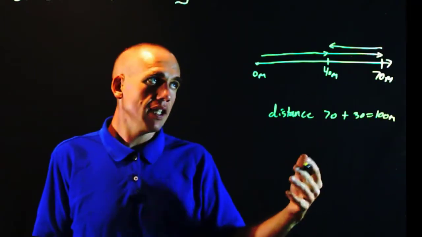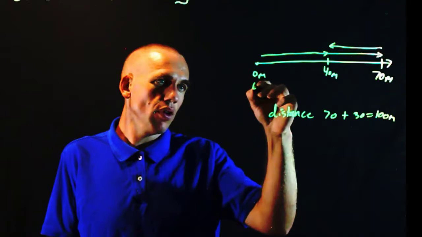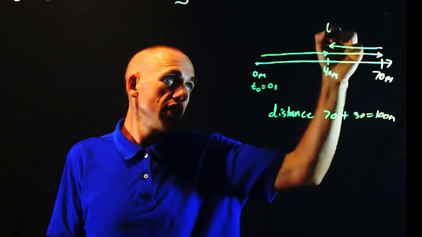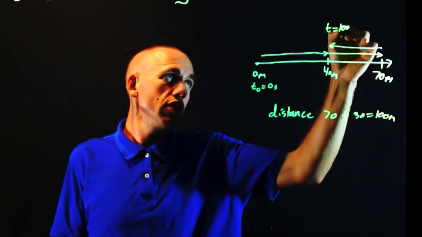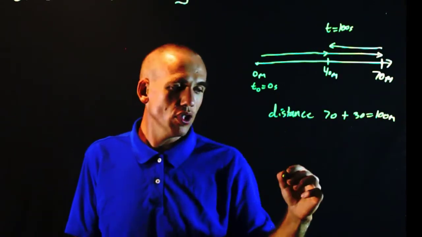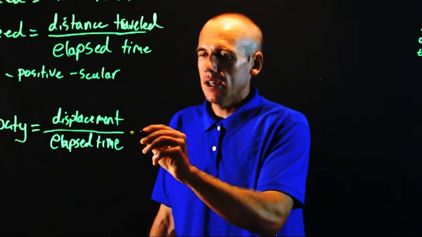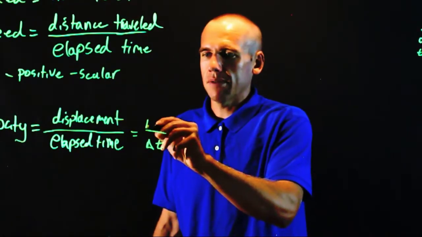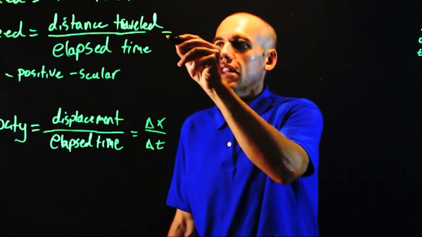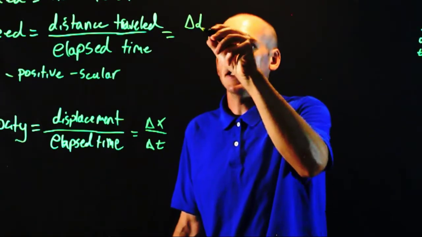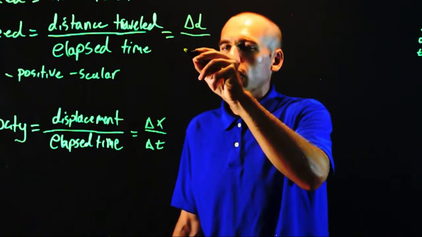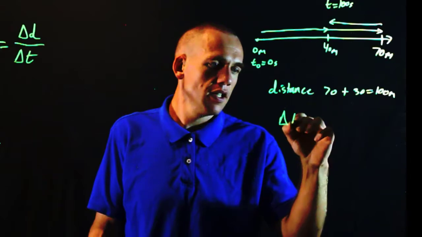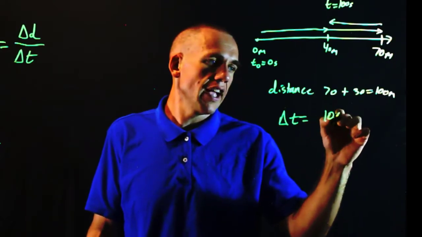Now, how much time did it take? I don't know. Let's say that time 0, when this whole thing started, was equal to 0 seconds. And when this thing ended, this t is equal to 100 seconds. Then our elapsed time, which we can call delta t, by the way. Remember, delta means change in, and displacement's change in position, so I have delta x. This would be delta d, change in distance, over delta t. Our elapsed time, delta t, equals 100 seconds.